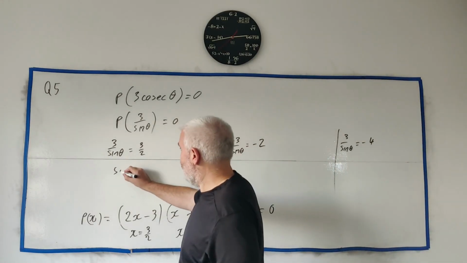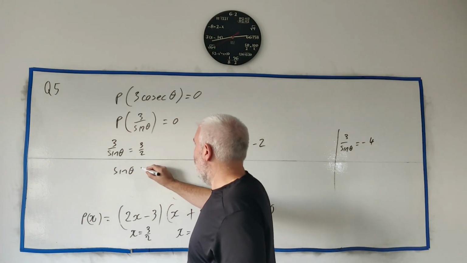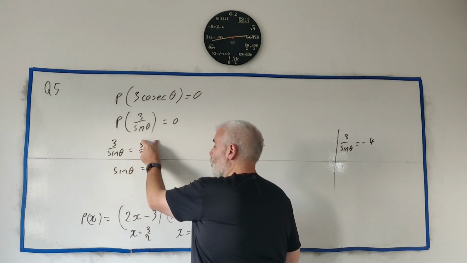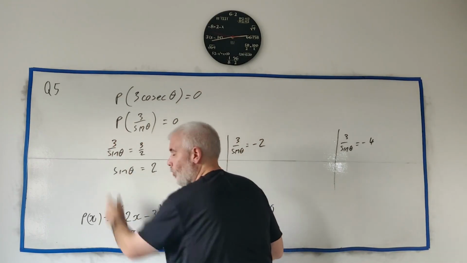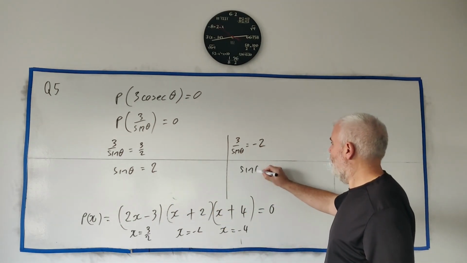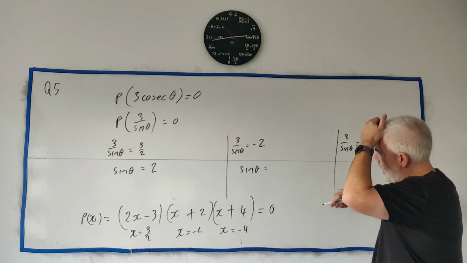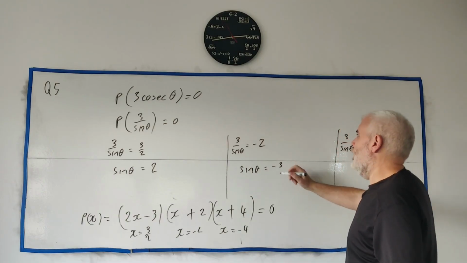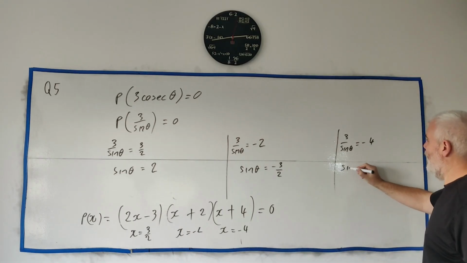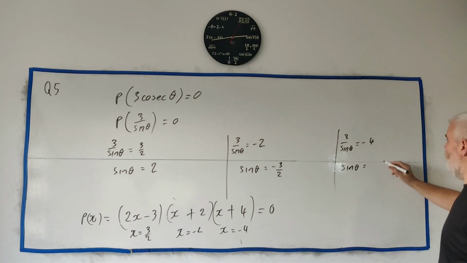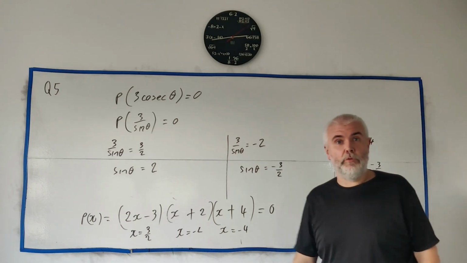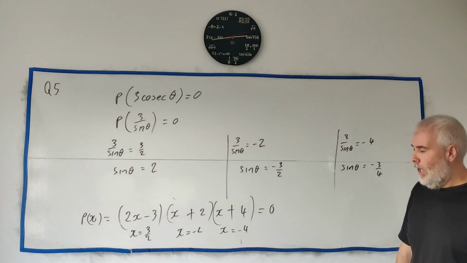Rearrange this, we would get sine theta is equal to 2. Sine theta would come up here, 3 would go down there, 2 would come up here. Try it out, it would equal 2. This one here, sine theta is equal to minus, is that right? Minus 3 over 2, and this one here is sine theta is equal to minus 3 over 4. They'd be the 3 ones you want to solve.